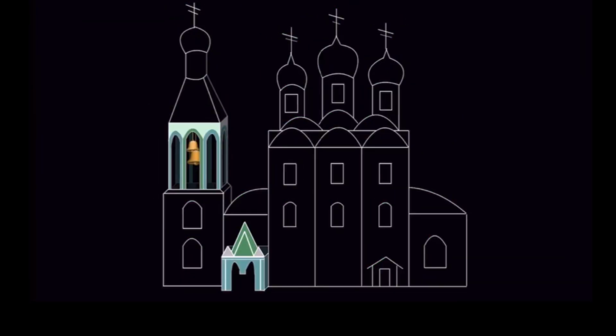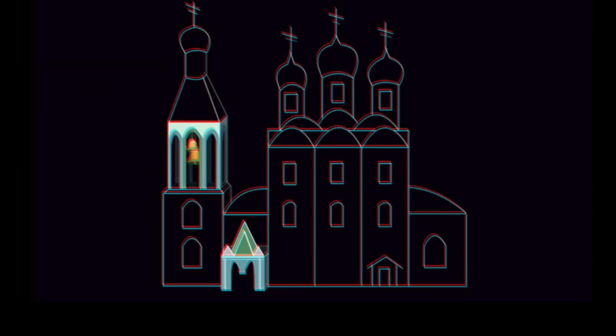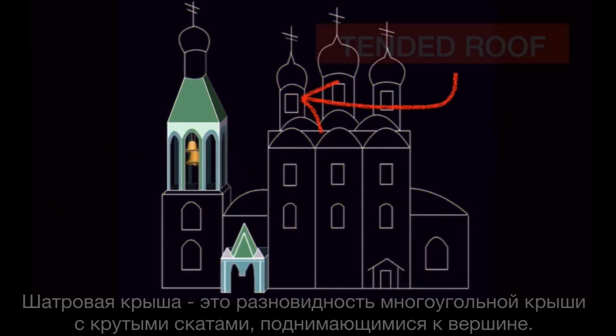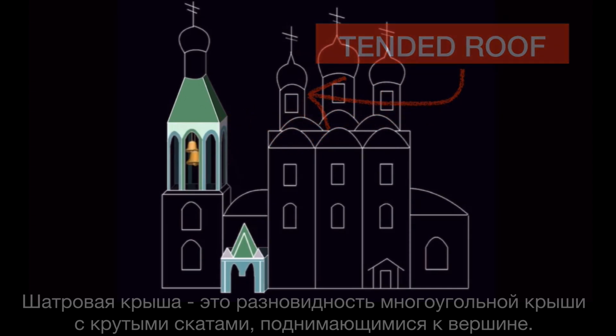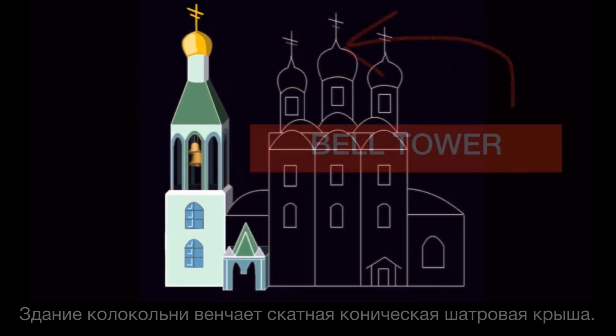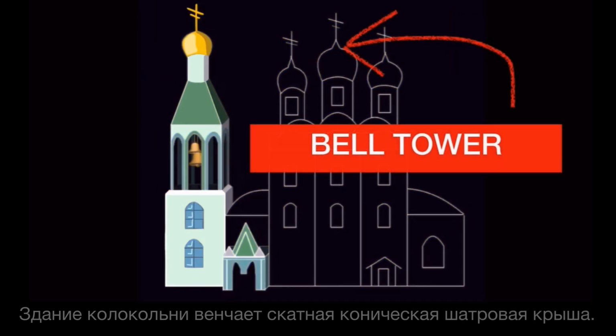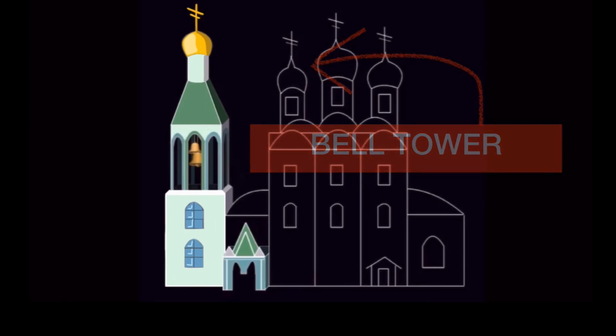in any way. The belfry is a structure enclosing bells for ringing as part of the building, usually as part of the bell tower. A tent roof is a type of polygonal hipped roof with steeply pitched slopes rising to a peak. The bell tower is capped by a pitched conical tent-like roof. The tent-like church is a national type of church that was developed in late medieval Russia.